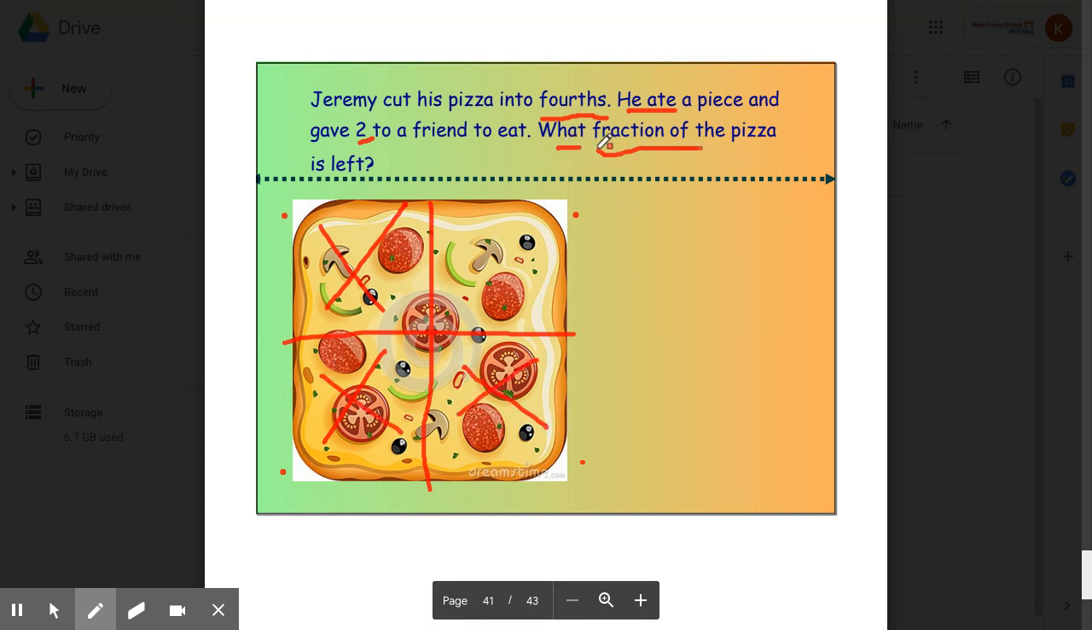What fraction of the pizza is left? So this is the only part that I have left. I have 1 slice out of 4 total slices. 1/4 of the pizza is left.